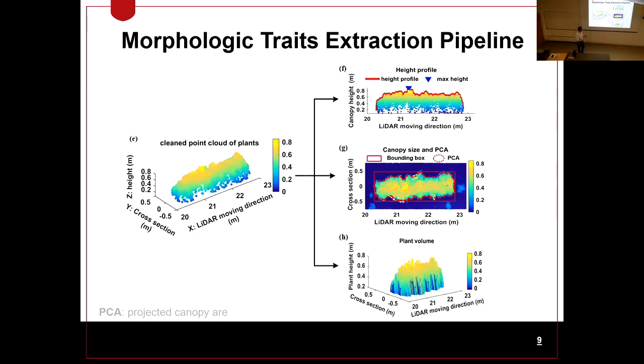And this one is the volume. The volume uses a 3D processing method, the convex hull method, to calculate the volume. So for each plot, we can calculate these 3 phenotypic traits, and every week we scan the plants. So we will have the time series data, the 3D point cloud data.